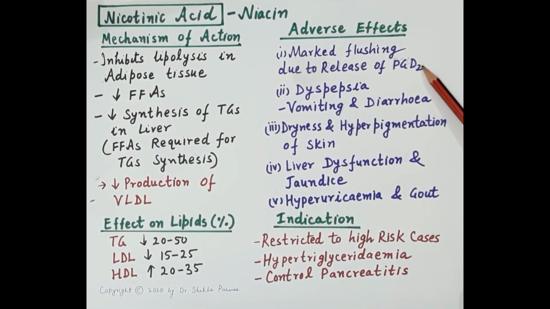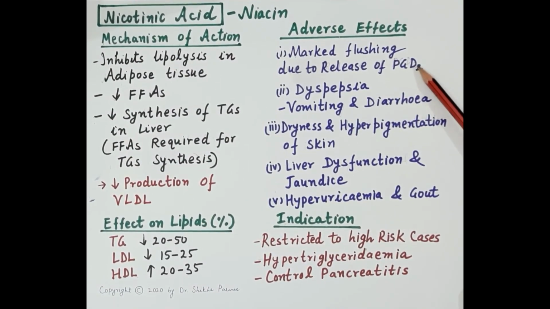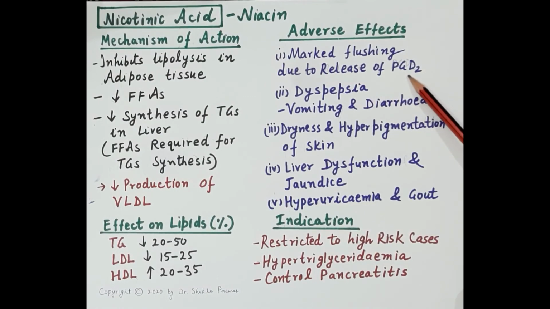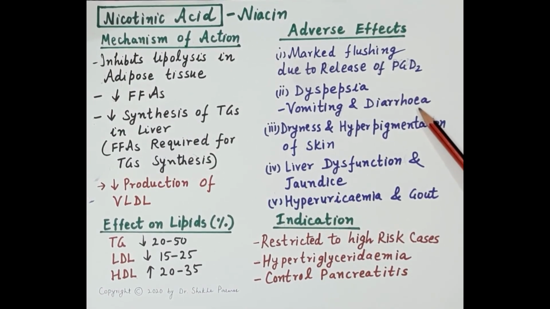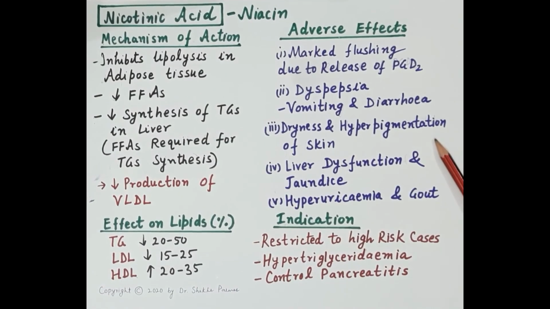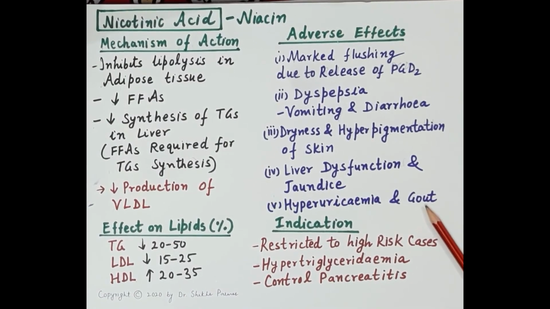Now, talking about the adverse effects, niacin causes cutaneous vasodilation. It produces marked flushing due to the release of prostaglandins, and this flushing could be minimized by the use of sustained release tablets, and it can also be reduced by the administration of aspirin before the administration of niacin, as we all know that aspirin inhibits the synthesis of prostaglandins. Another problem of this drug is dyspepsia, problems like vomiting and diarrhea. Nicotinic acid can also lead to dryness and hyperpigmentation of skin. It can produce liver dysfunction and jaundice, hyperuricemia and gout.